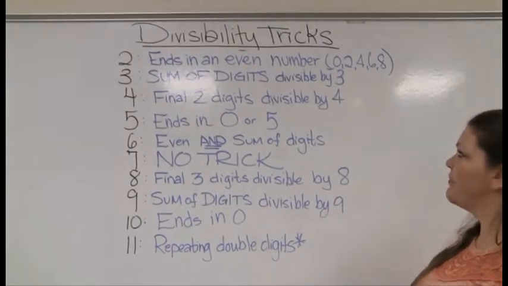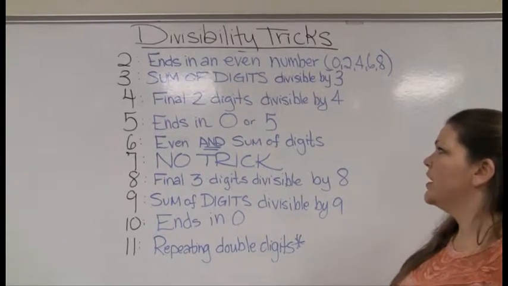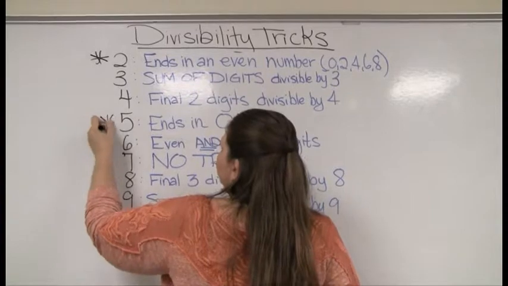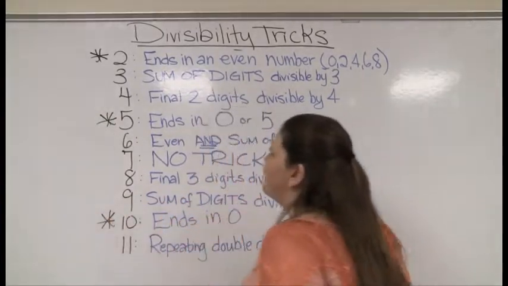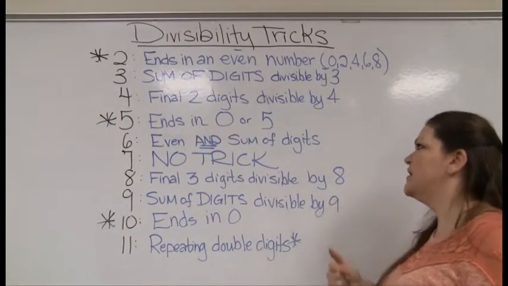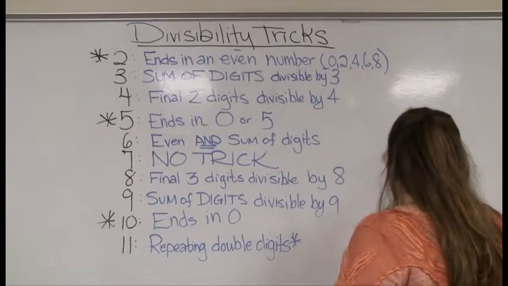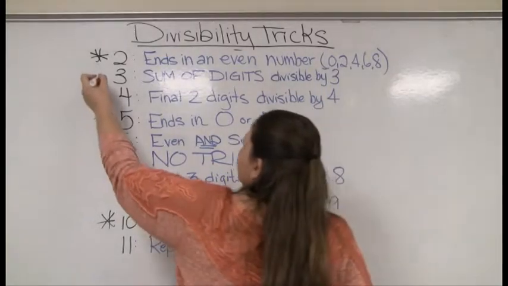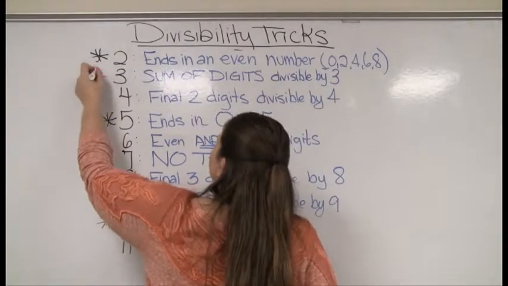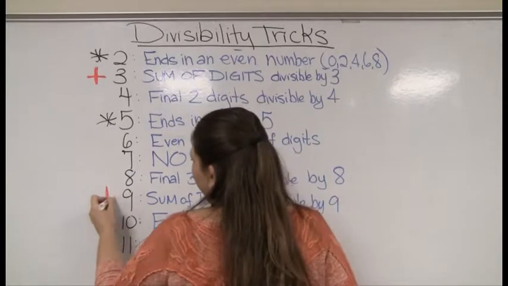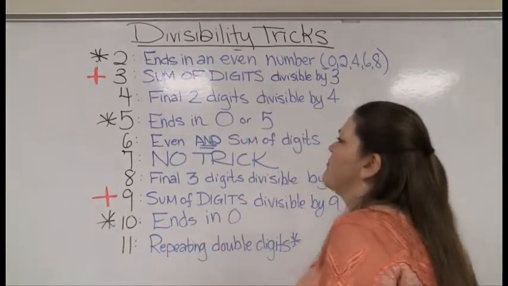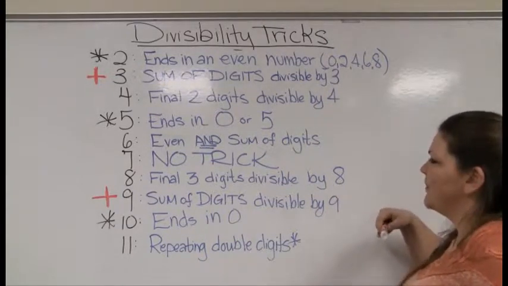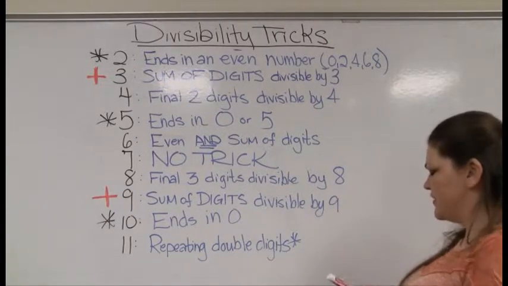A couple things I want to remind you of. It's really, really easy to look for 2's, 5's, and 10's because those are all final digit tricks. Those are the easy ones to see. And I also want to remind you that the tricks for 3's and 9's are what we call sum of digit tricks. So you're going to have to add in order to be able to see their divisibility. Okay?